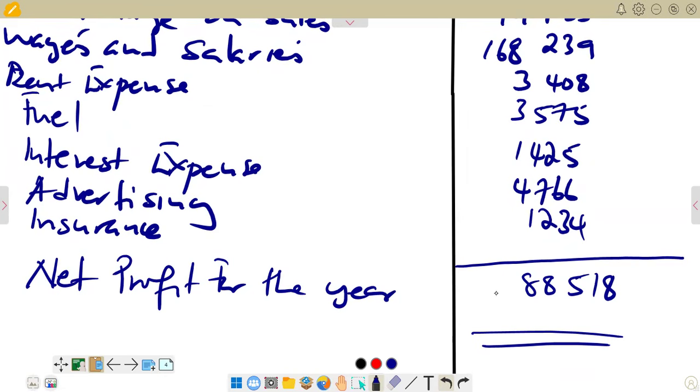Remember, if you get a negative figure here, it's not net profit, but it becomes a net loss. So obviously, when it's a negative figure, you also leave it in brackets to show that it's a net loss and it's a negative figure.